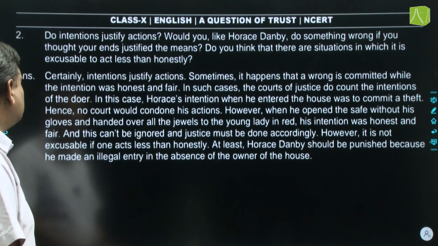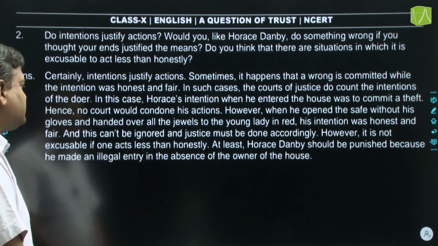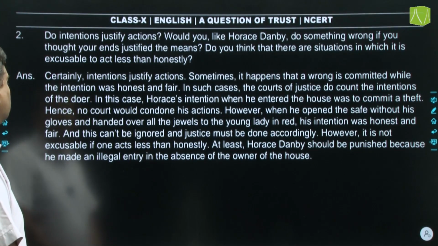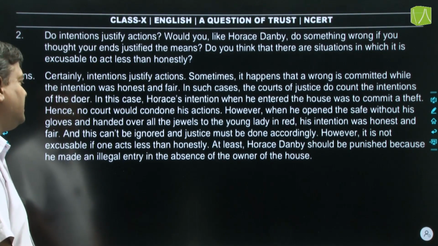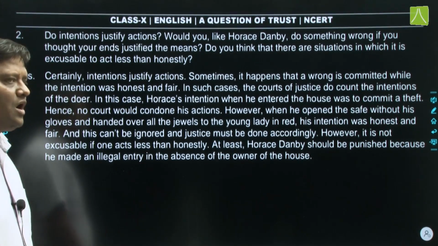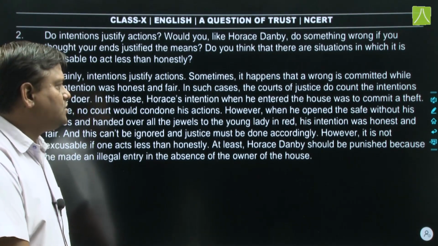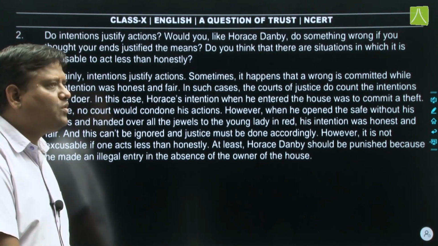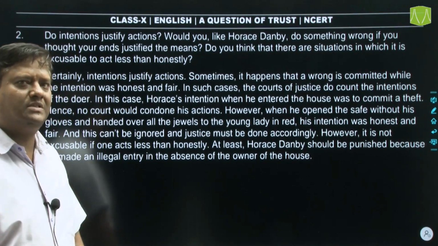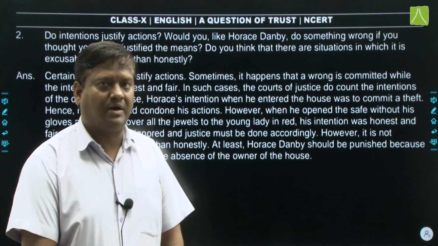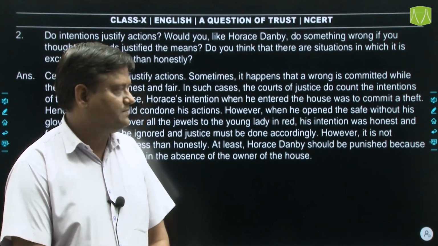However, it is not excusable if one acts less than honesty. At least Horace Denby should be punished because he made an illegal entry in the absence of the owner of the house. चाहे जो भी हॉरिस ने जो किया था वो गलत ही था. So चाहे वो थोड़ा ठीक आदमी था, सही आदमी था, लेकिन फिर भी उसको पनिश किया जाना एक सही बात थी. It was justified.